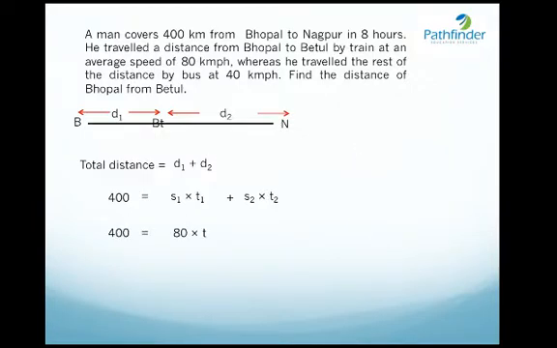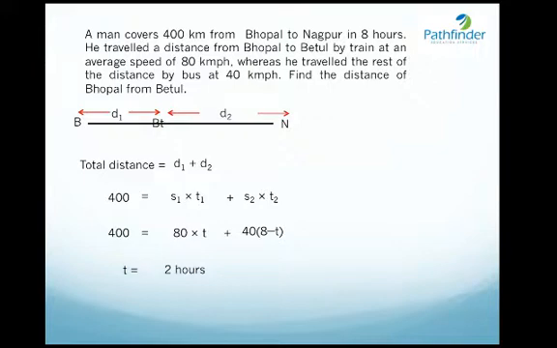So 400 is equal to 80 into t plus 40 into 8 minus t, because if you assume the time for the first segment to be t, obviously the time for the second segment should be the total time 8 minus t. So on solving this, we have t is equal to 2 hours.